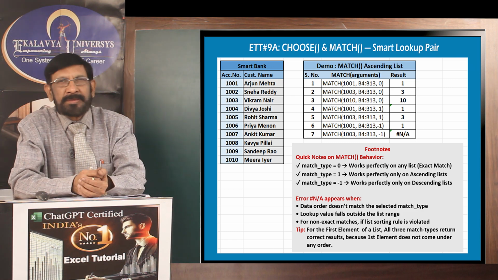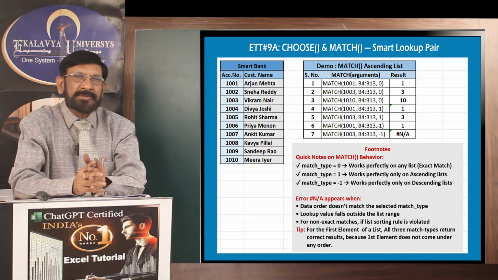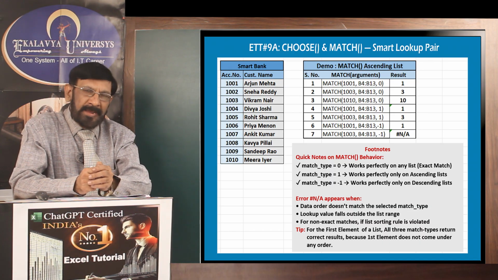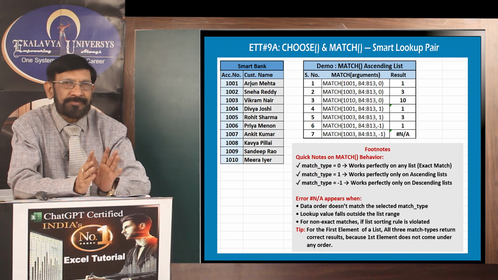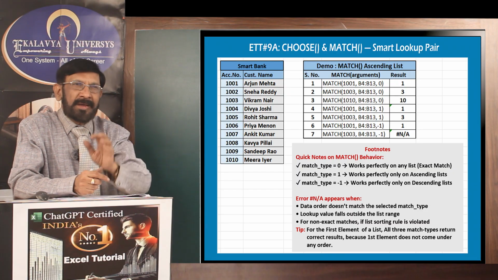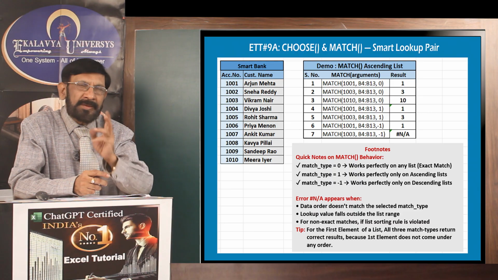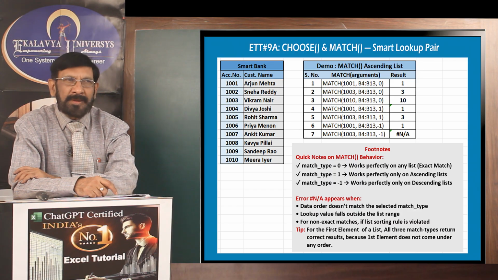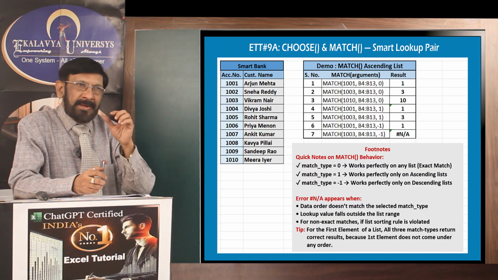Now see here, bank account statement I have given. That account number, 10 account numbers I have given. The account number start from 1001 to 1010. So 10 numbers. The corresponding customer names I have given. Okay, all these are in ascending order. First let us apply match function. Match function requires 3 arguments. See the first argument account number I am giving. Second one is the range I am giving.